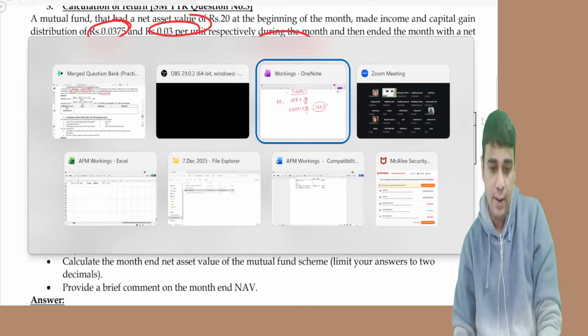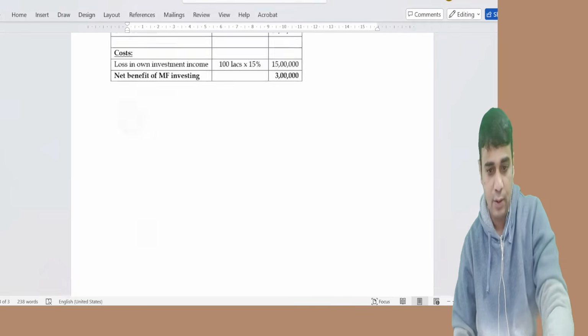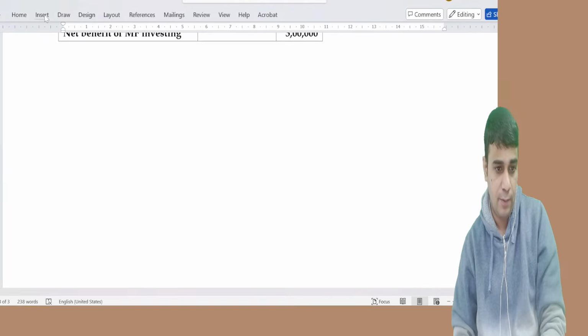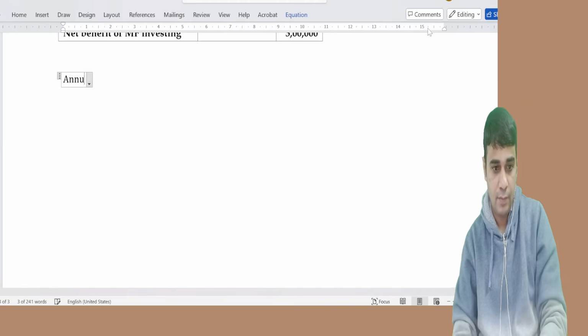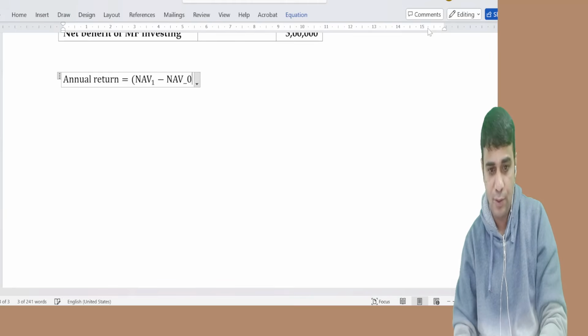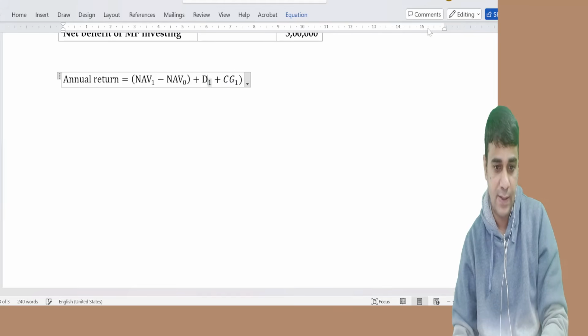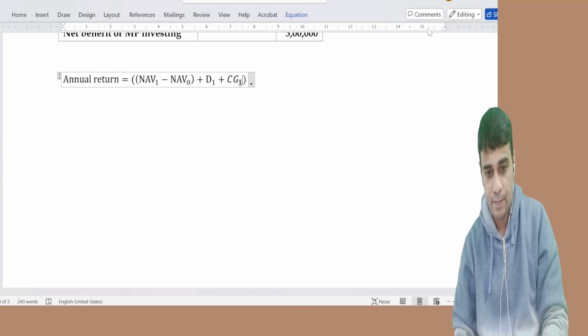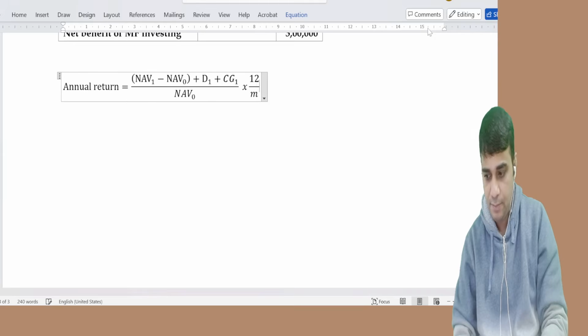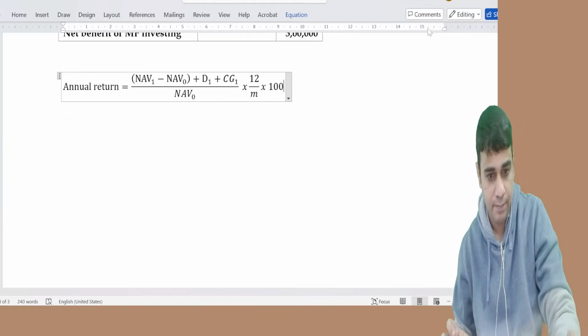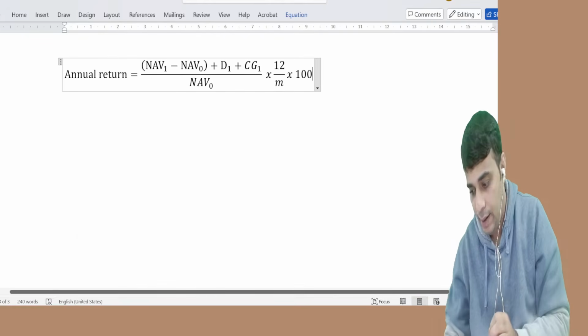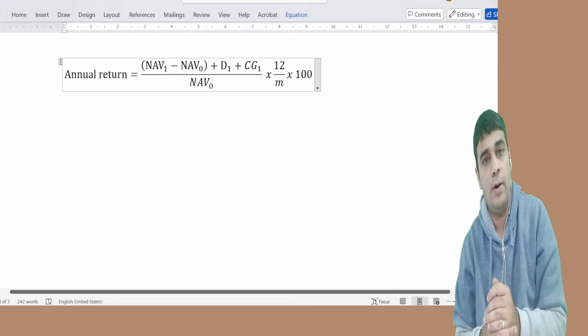Now let's write. Annual return is equal to (NAV1 minus NAV0 plus D1 plus CG1) whole divided by NAV0, into 12 by M, into 100.